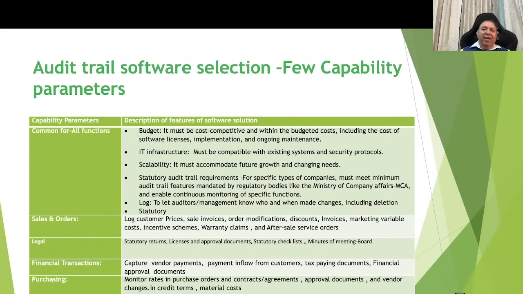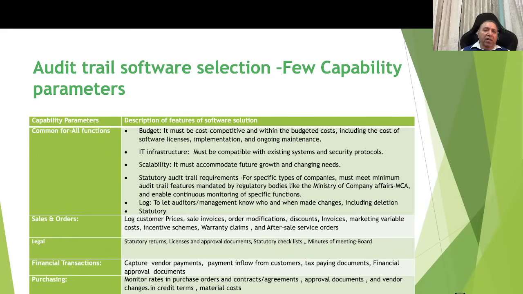Capability parameters. At times, in case the organization is not having the ERP like SAP or any other, then it is desirable that some software is procured from outside. Now, this slide provides the inputs for assessing the capabilities of the software. Few of the capability parameters I am giving here. There are two columns. One is the capability parameter. Second is the description of features of the software, which is to be compared and assessed.